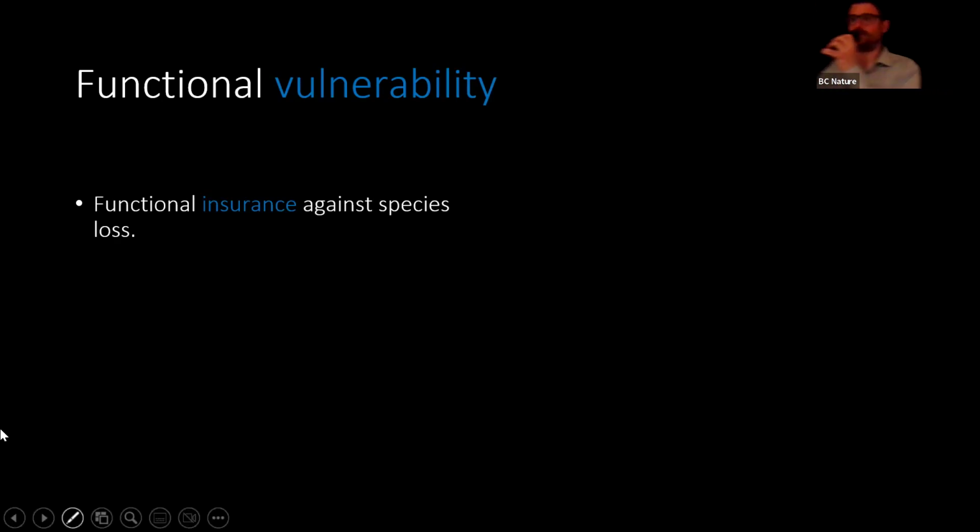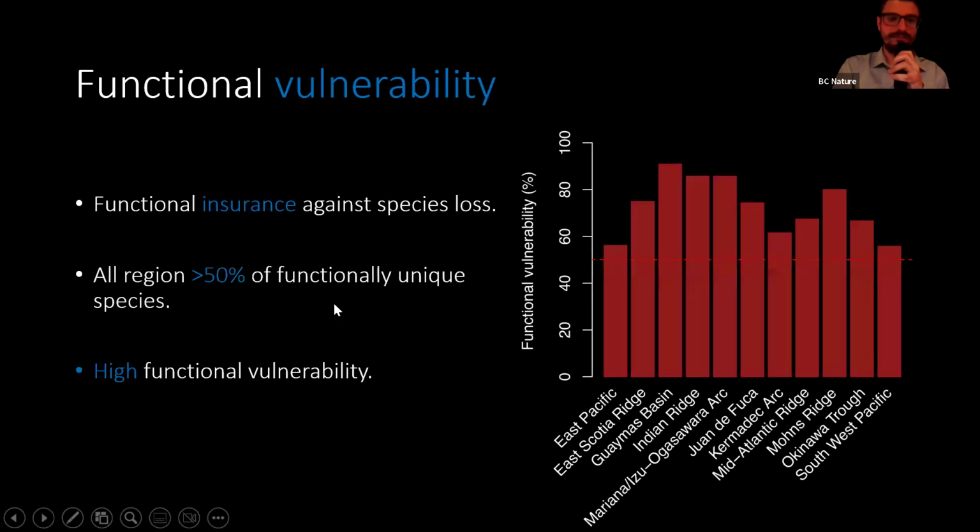So we analyzed this metric for all the different regions of hydrothermal vents in the deep sea. And to our surprise, what we found is that basically all the different regions have 50% or more species that are functionally unique. So they are exclusively doing some roles in the community, and there are no species that can replace them. And so basically, we found a very high functional vulnerability in all of this.